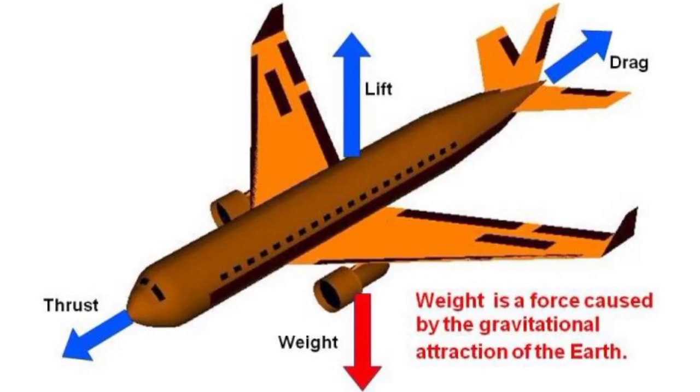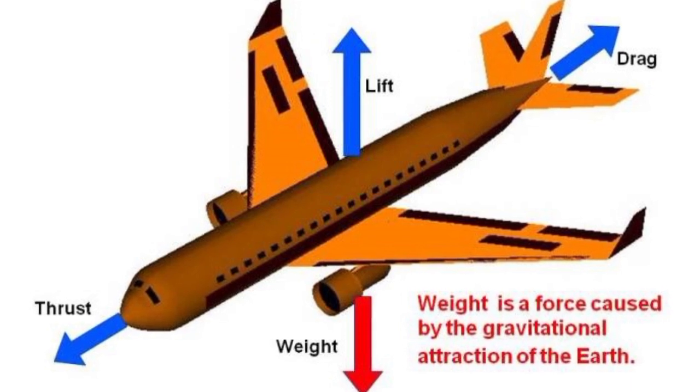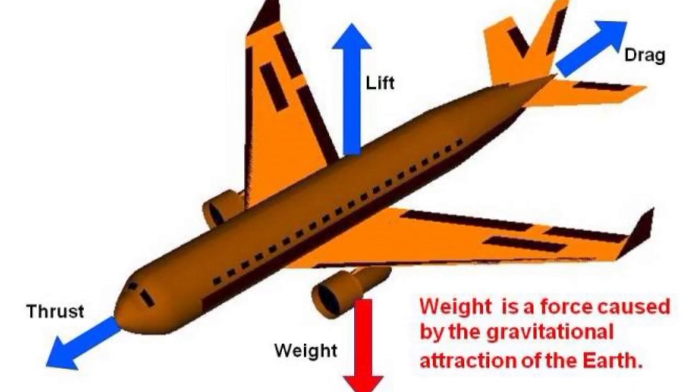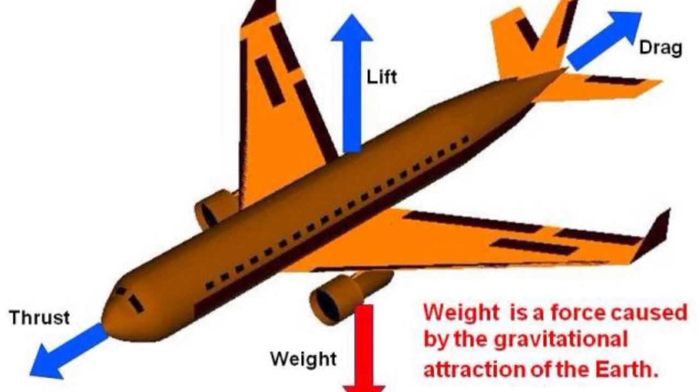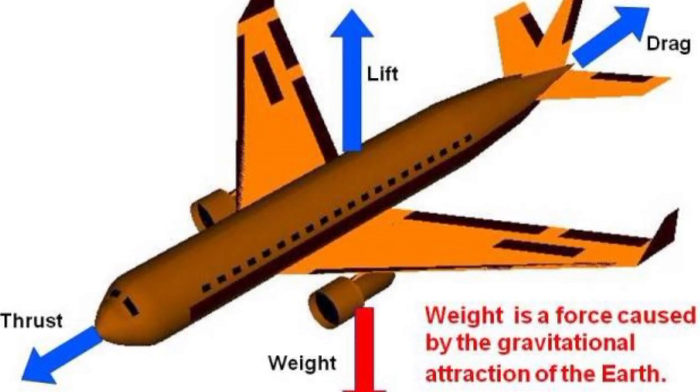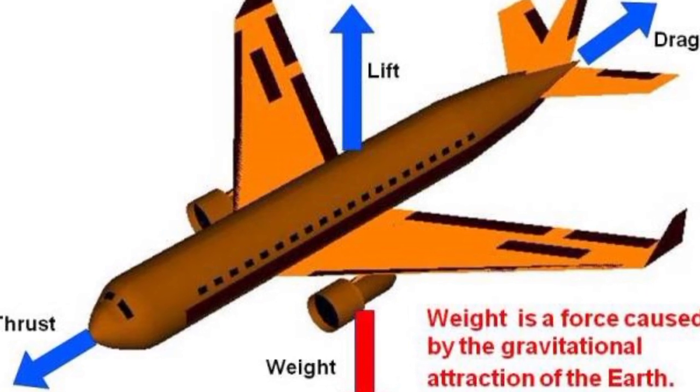Weight is the force of gravity acting on the aircraft. It pulls the aircraft down and is counteracted by lift. The weight of an aircraft includes the aircraft itself, passengers, cargo, and fuel. Proper weight distribution is crucial for maintaining stability during flight.